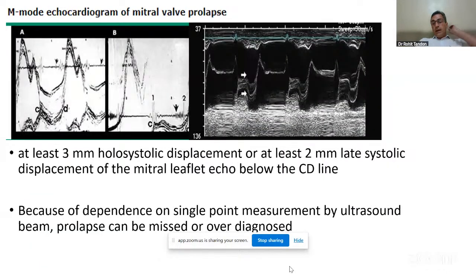Secondly, historically, M-mode echocardiogram was used for mitral valve prolapse, in which we had to look at the CD line. This is the CD line. Here in the corresponding picture, we can see the CD line, and we had to see a holosystolic displacement of at least 2 or 3 millimeters in late systole to give a diagnosis of mitral valve prolapse. But as we know, there is a single point measurement in M-mode, so this used to be missed, or rather it was overdiagnosed by some experts also.